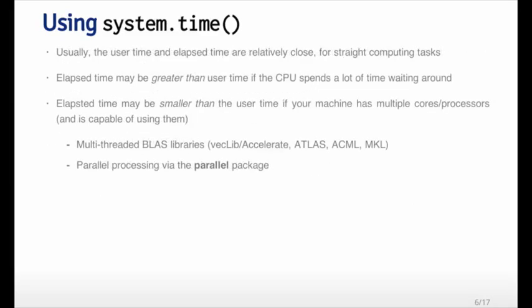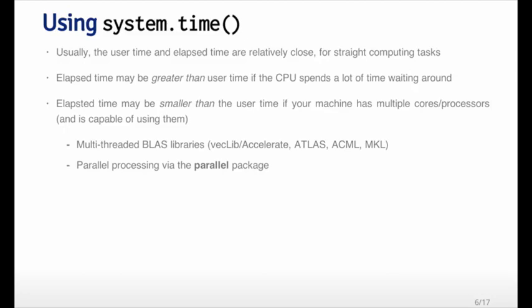Usually the user time and the elapsed time are relatively close, because the amount of time that the computer spends executing your function or your expression is roughly equal to the amount of time that you spend waiting for it. These are standard computing types of tasks. However, there are times when the elapsed time will be greater than the user time, and times when the elapsed time is smaller than the user time.